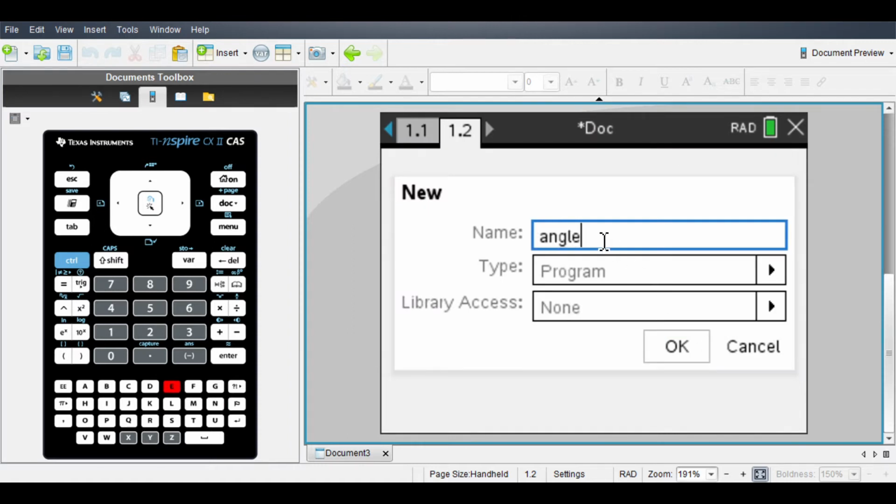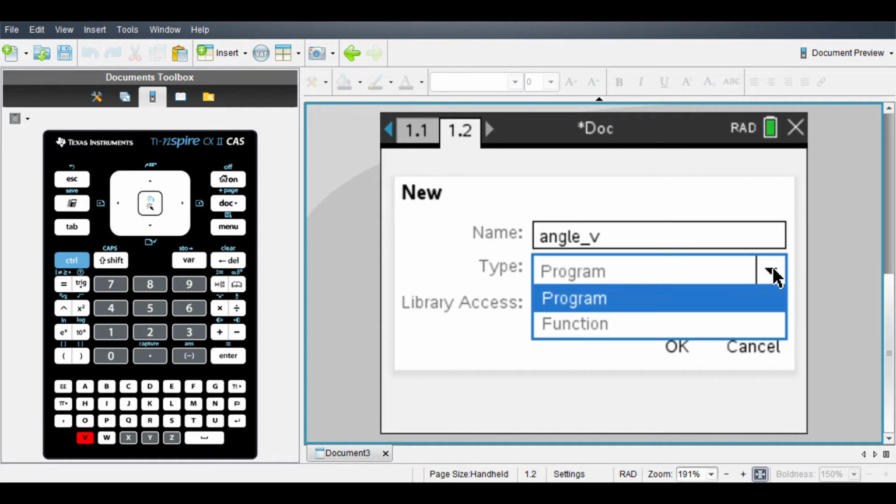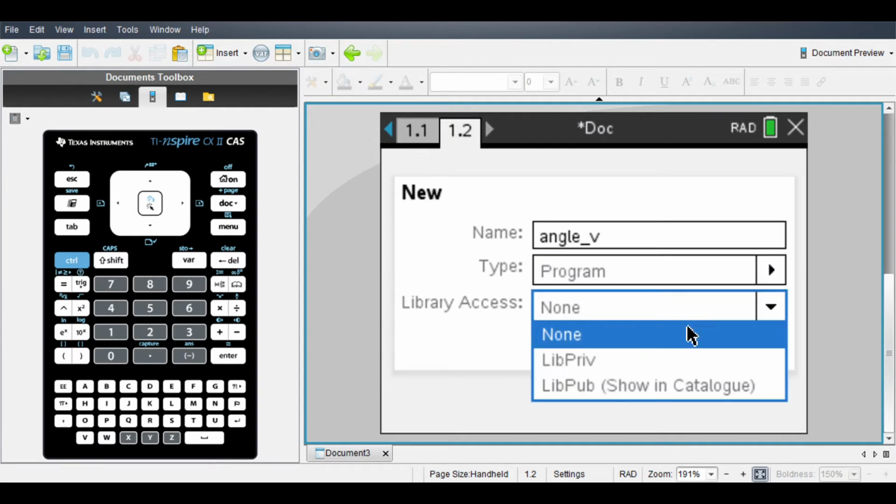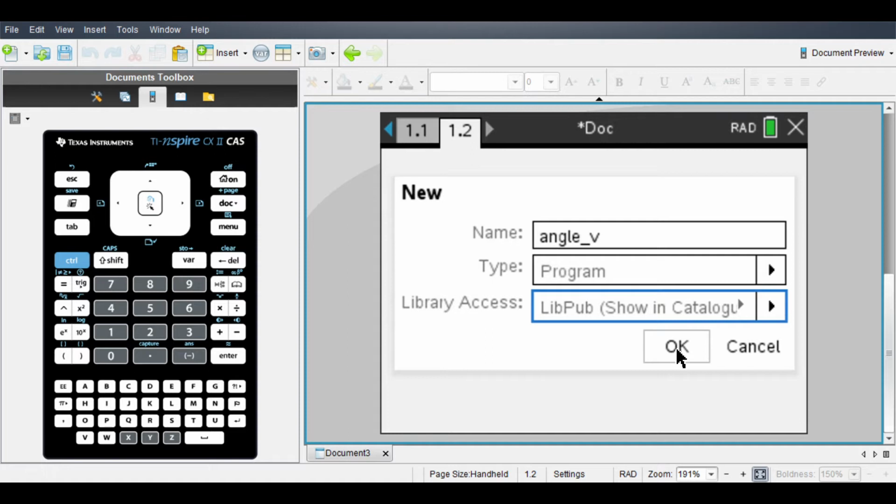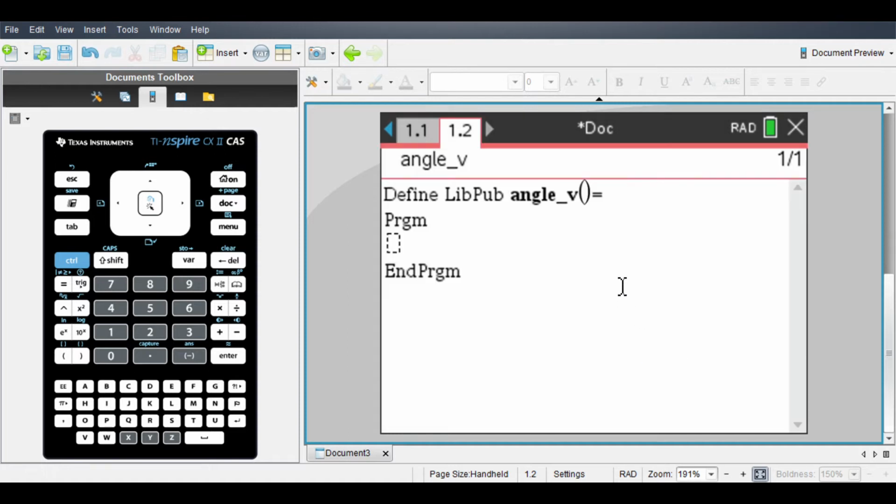So I'll call this function angle v to indicate that it's the angle between two vectors. And things are going to be slightly more complicated here. Let's use a program. And I'll turn the access to public. Right. So the first thing is always the input. And since we're calculating the angle between two vectors, then of course the input are going to be the two vectors, which I'll denote with A and B.